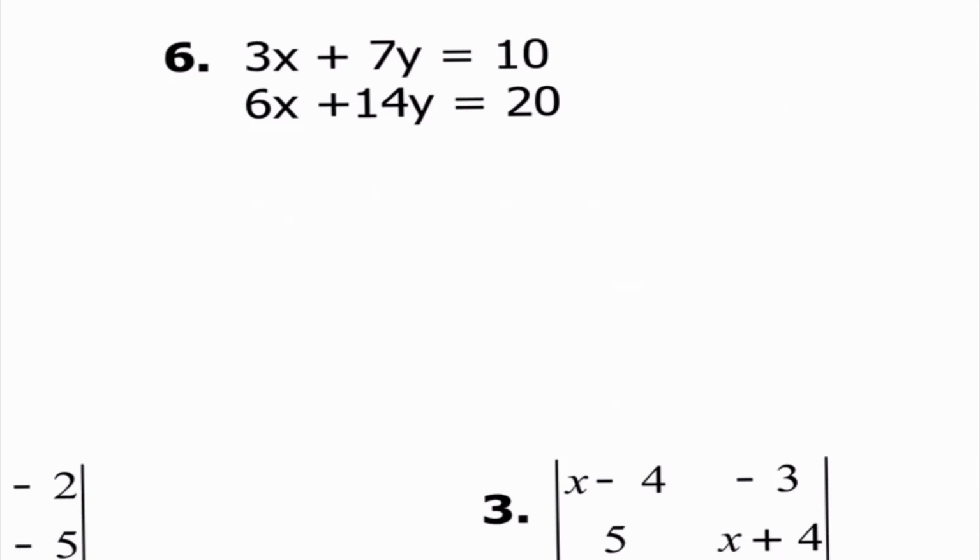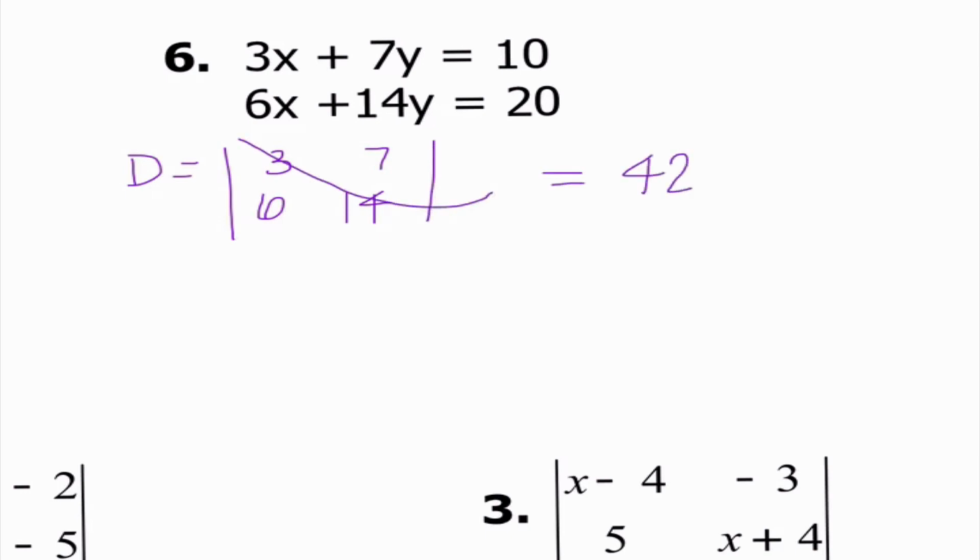Okay, and on to our final system, and at this point, you guys should know subtract, baby, because I've said it like 15 times. So, let's go ahead and start with D. So I would have 3, 6, and 7, 14. So when I go through this, 3 times 14 is 42, and everybody says, subtract, baby. 7 times 6 is 42. So I end up getting 0, which once again we know is a major problem.